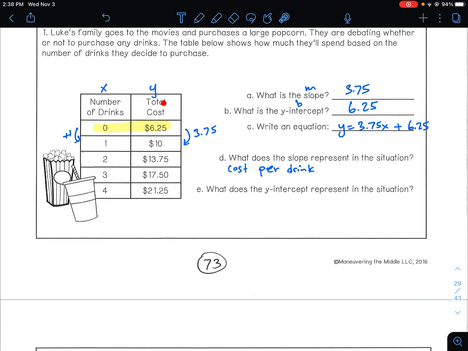So it's this per that, y per x, so cost per drinks. What does the y-intercept represent in this situation? Well, the y-intercept was the initial cost, or the cost prior to the drinks, or in this case, the cost of the popcorn. It's the cost at the beginning. Why is there a $6.25 cost at the beginning, even though you have 0 drinks? Remember, it's because you bought the popcorn. So that's what the $6.25 represents.